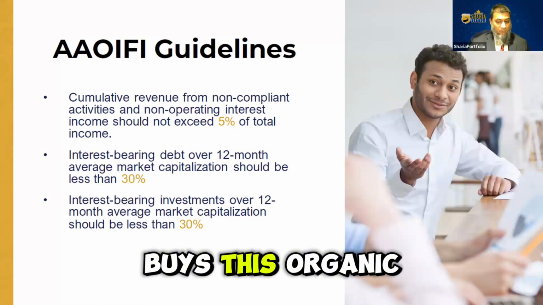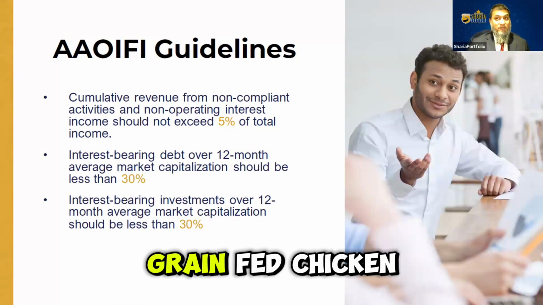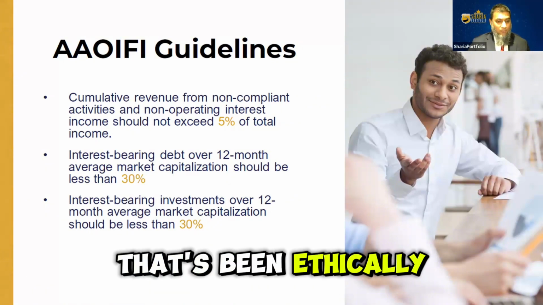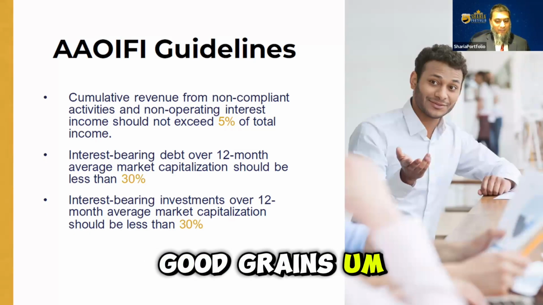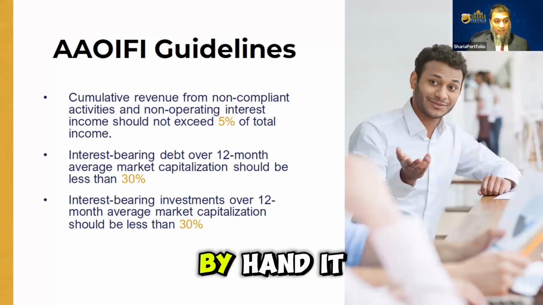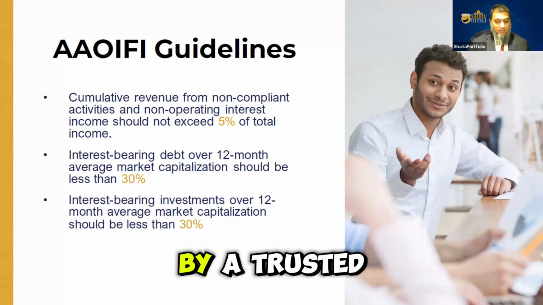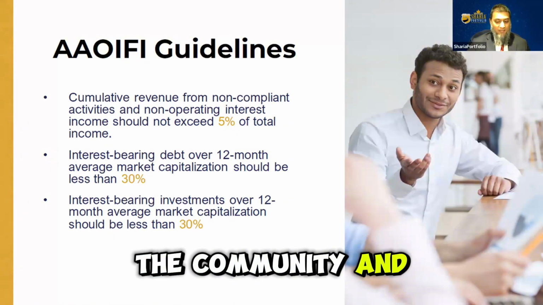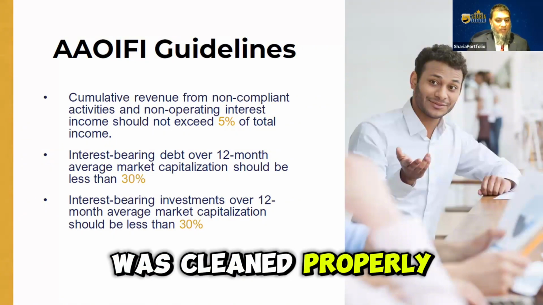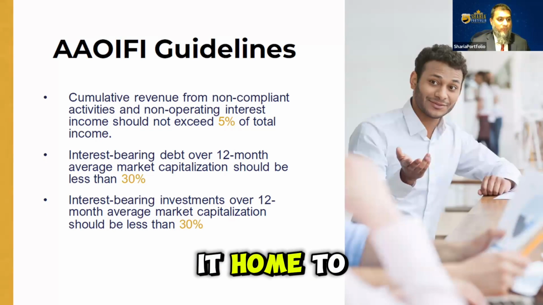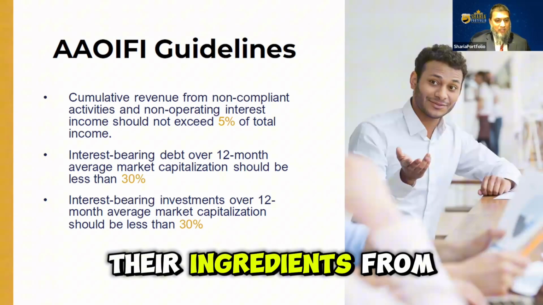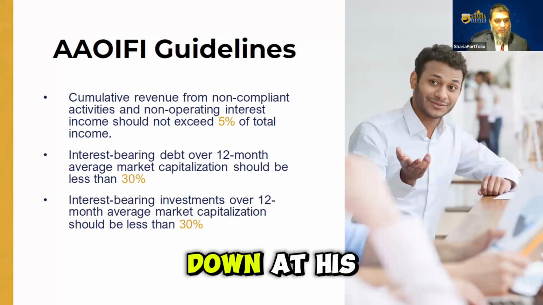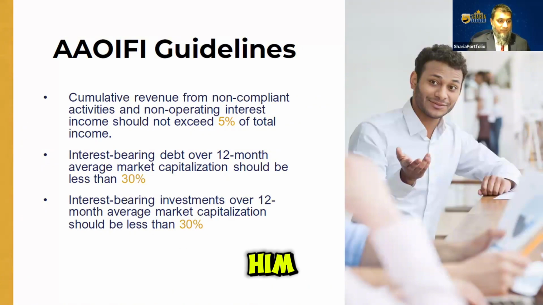And he buys this organic grain-fed chicken that's been ethically raised, no hormones. It's all good grains. It was zabihah by hand. It was slaughtered by hand by a trusted Muslim brother in the community, and then it was cleaned properly. Then he bought it and brought it home to his loving wife, who then prepared his favorite dish with all of their ingredients from their own kitchen, and he sits down at his table to eat this meal, and the meal is haram for him.